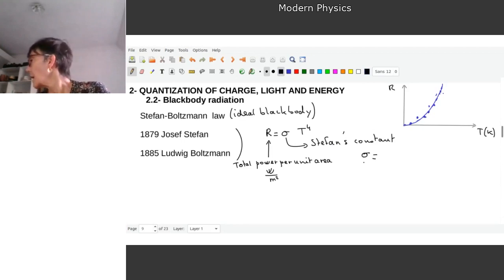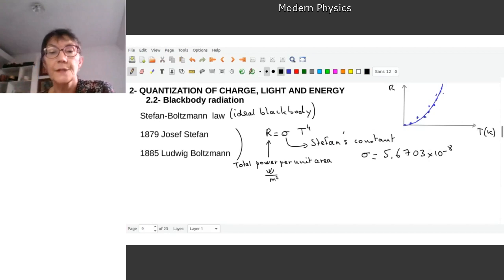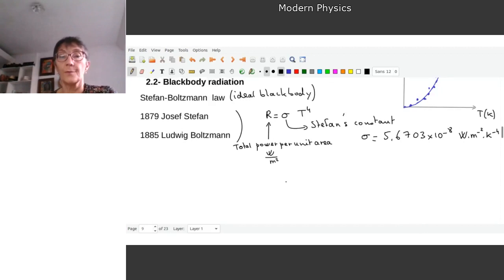And so measuring this, you can determine the value of Stefan's constant, and I will write it here. Sigma is 5.6703 times 10 to the minus 8, and the unit is watt per square meter per Kelvin to the power 4. This is experimentally measured. And Boltzmann also obtained this relationship. So this is a constant, it doesn't depend on temperature. So you see that this total power only depends on temperature for an ideal black body.